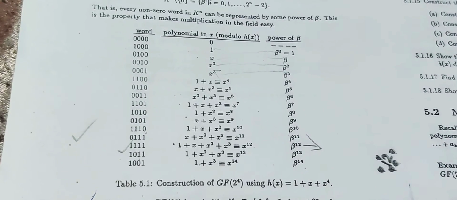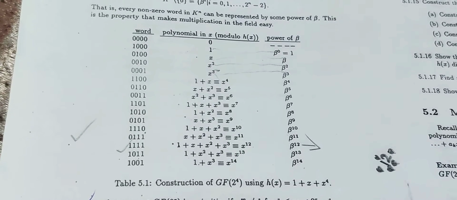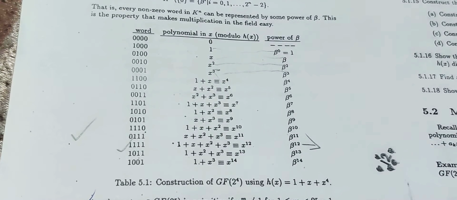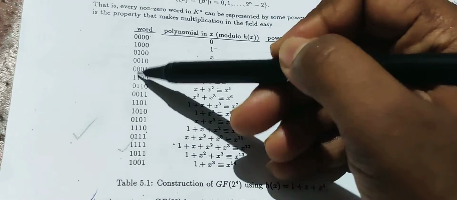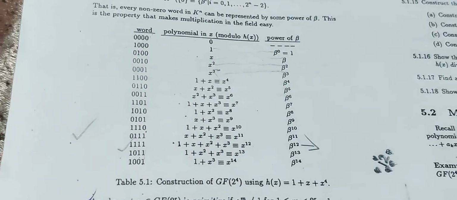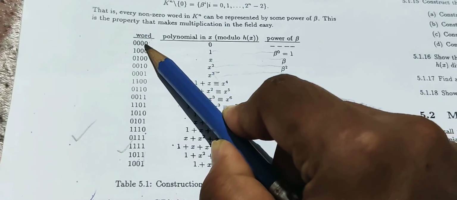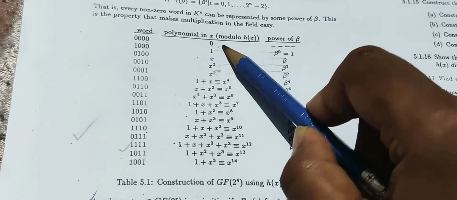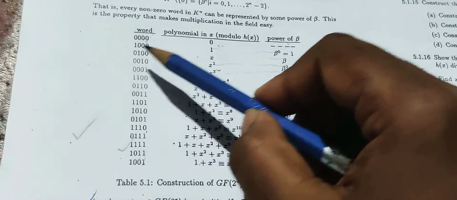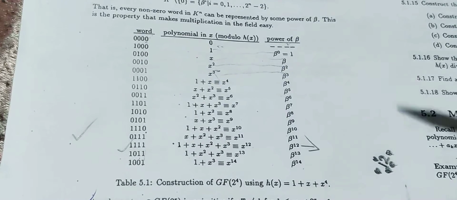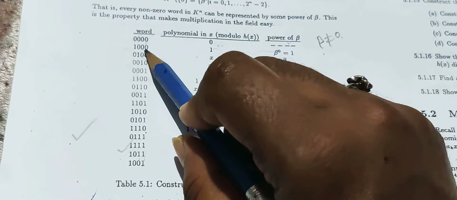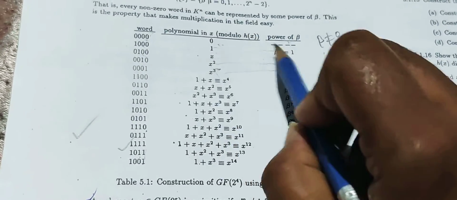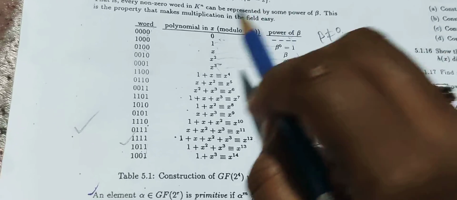Okay. So construction of 2 raised to 4. 2 raised to 4 has 16 elements of length 4. So first one is 0. 0 represents the zero polynomial. We don't give it a representation, because beta is not equal to 0. Okay. And next one is 1, 0, 0, 0 which is equal to 1, and beta 0 is equal to 1.